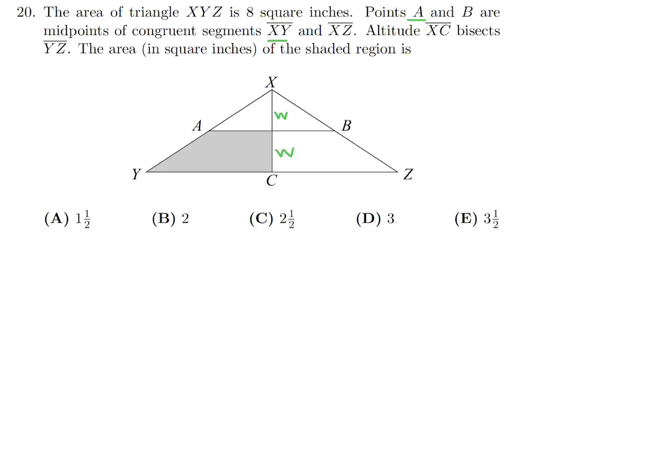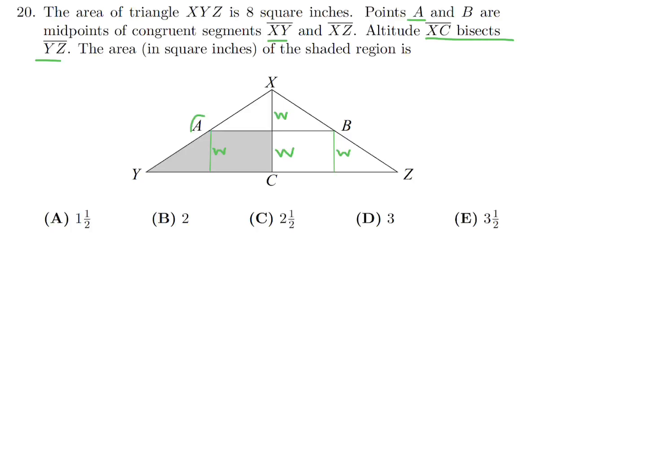And very similarly, if you draw a line from, let's say, A down to the bottom like that, and B down to the bottom like that, those will also be W in terms of their length. All right? And then we also need to label the bottoms here. In a very similar way, those are all equal. They tell you that XC bisects YZ. So that means that this is equal to that. That's entirely from the question stem.